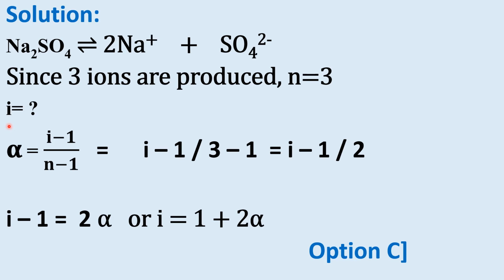We have to find out the value of i, Van 't Hoff factor. Apply the formula alpha is equal to i minus 1 divided by n minus 1. Substitute the values. i minus 1 divided by 3 minus 1 is equal to i minus 1 divided by 2. Rearrange. i minus 1 is equal to 2 alpha, or i is equal to 1 plus 2 alpha. Thus option C is correct.